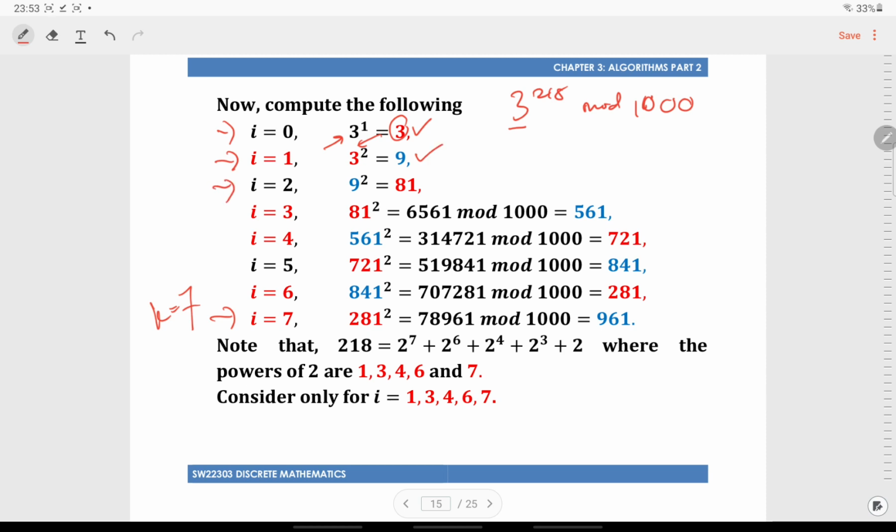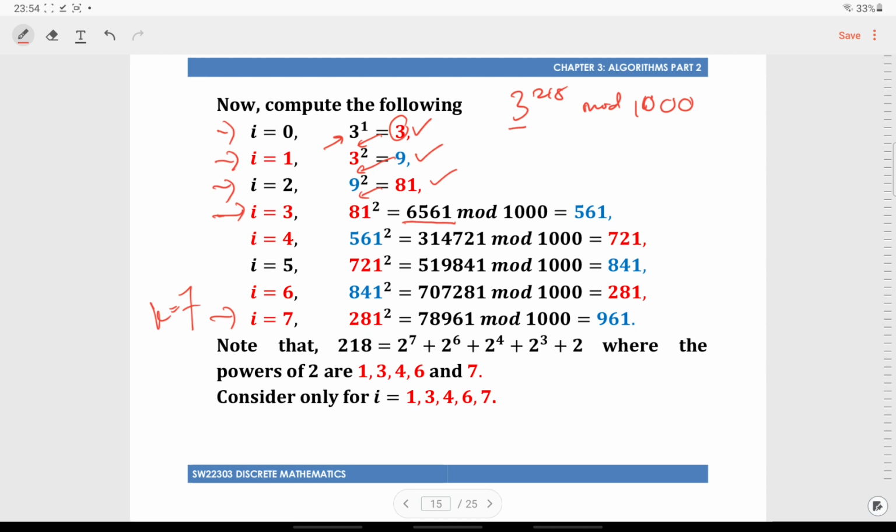For the next step, when i equals 2, we take 9 to this side, so it becomes 9 squared, which equals 81. For i equal to 3, we take 81 to this step, so it becomes 81 squared. Now the value exceeds 1000. The value is 6,561, which is greater than 1000.